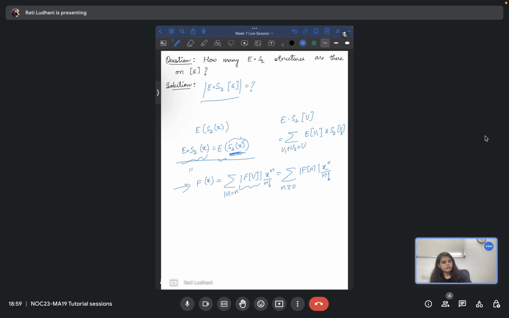So in this situation, what is E? As we did earlier, this is just the singleton u, it does not matter what the cardinality is, it is always one structure, for every u. And what is S2? Do you know what S2 is?